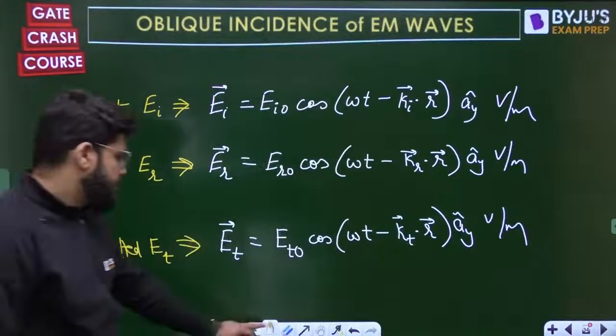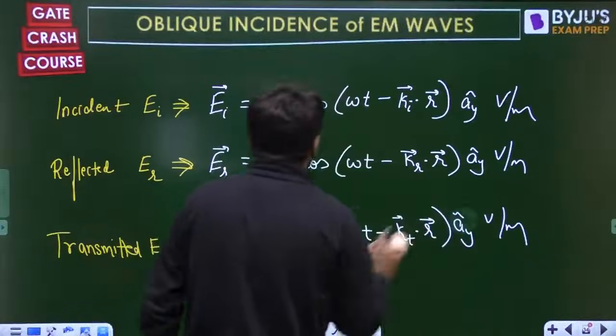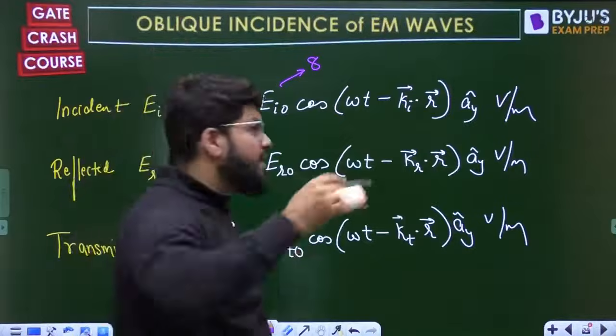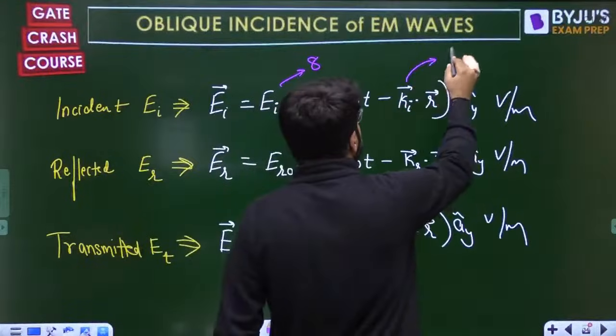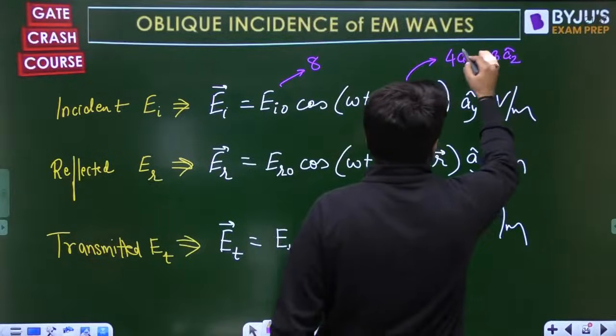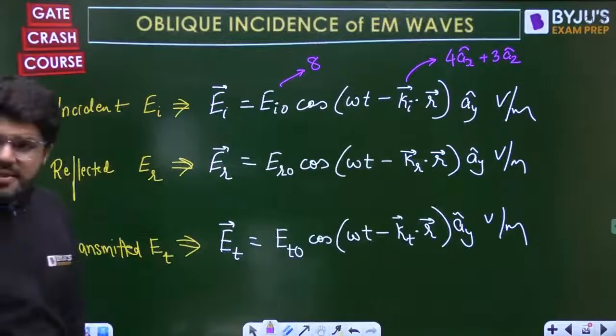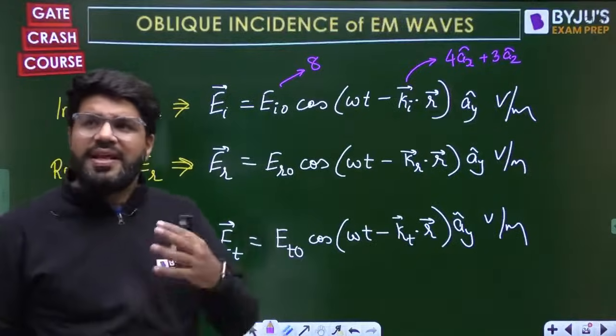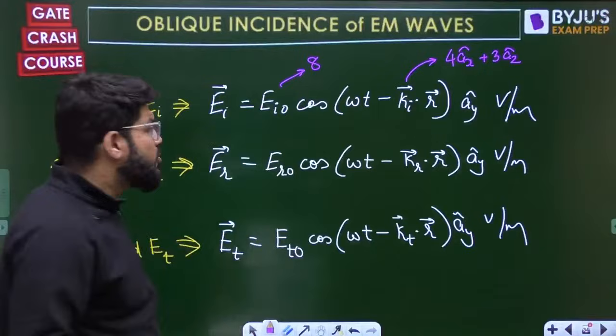Now pay attention. EI naught is given. Look into the question: 8 cos omega t minus something. And we have also calculated the propagation vector of the incident wave: 4ax plus 3az. This is what we already know. Similarly, to calculate the reflected and transmitted waves, first I will explain everything fully and then I'll give you the shortcut also.